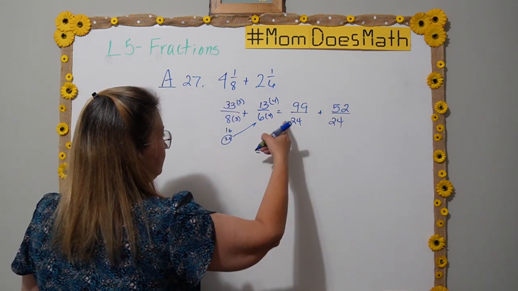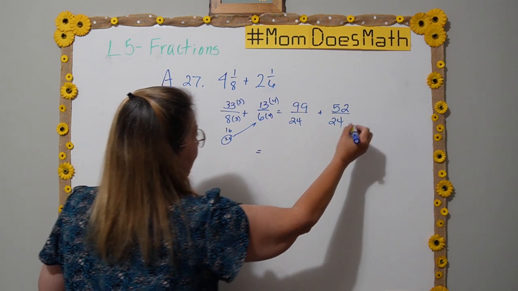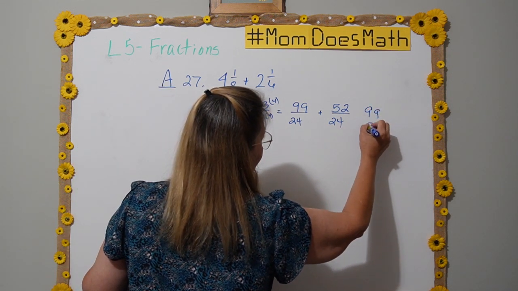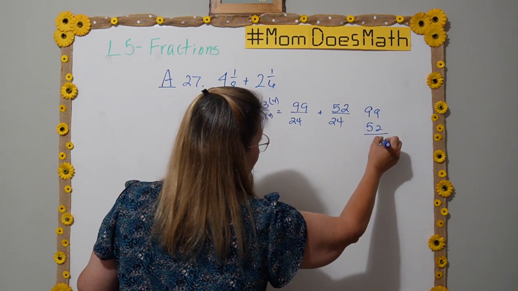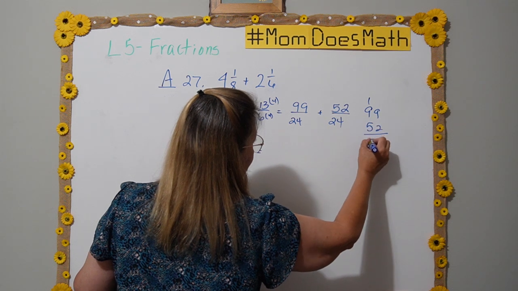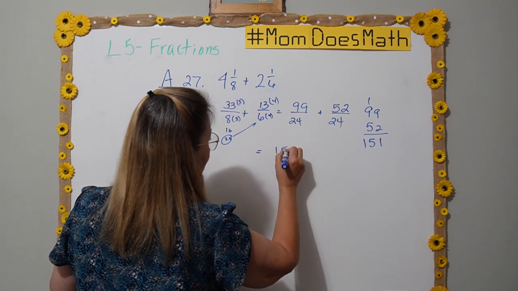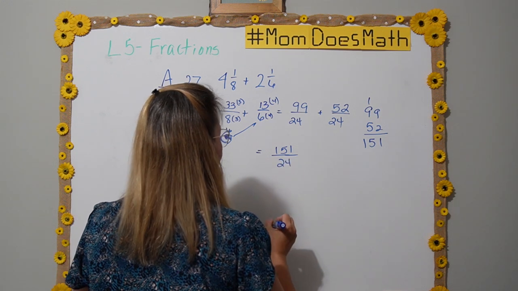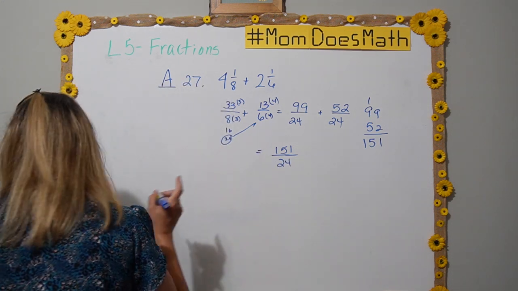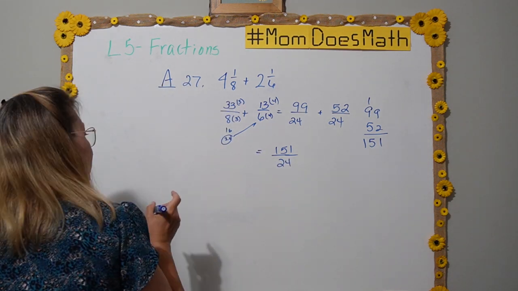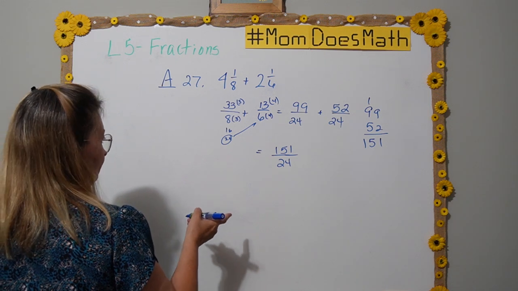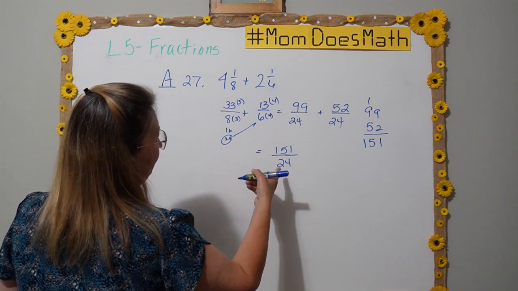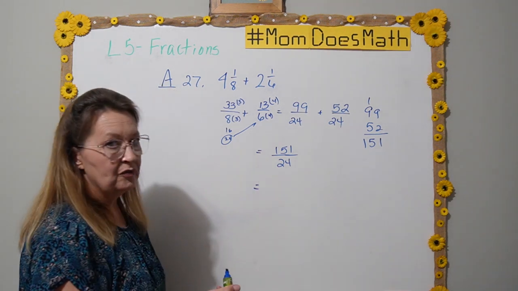All right, now to add, since your denominators match, we're going to add 99 and 52. That's 11, so that's 15. So we get 151 over 24, okay? This is a perfectly good answer, but can we reduce it down? Well, you can't reduce it down, but you can change it to a mixed number.